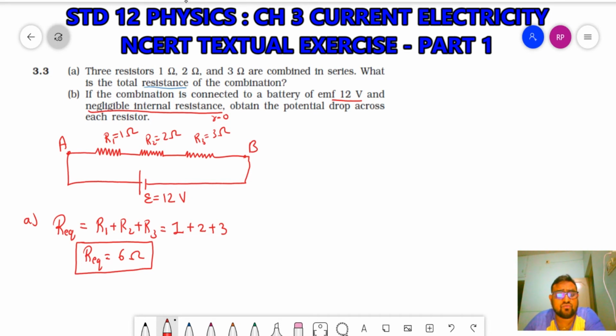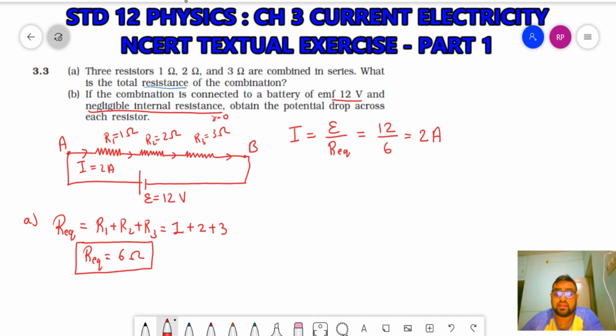Okay, so now for finding out the potential drop, I need to find out the current, because for potential drop I will use the formula V equal to IR. So now the current flowing here will be equal to EMF upon R equivalent. I'm not using internal resistance because it is negligible. So this will be equal to 12 upon 6. R equivalent is 6. So this is equal to 2 ampere. So the current flowing in this circuit is equal to 2 ampere.